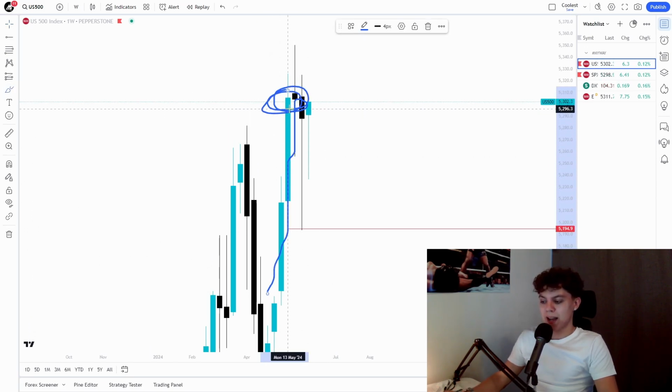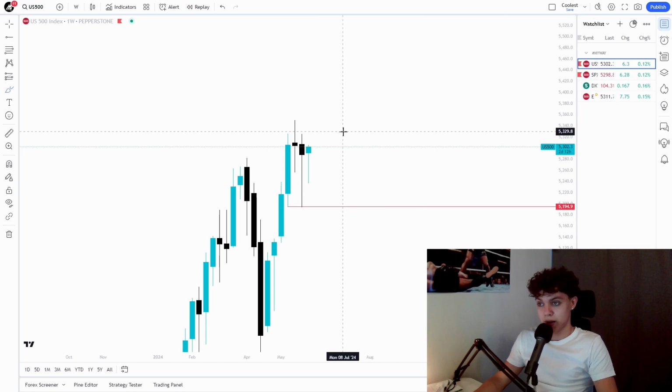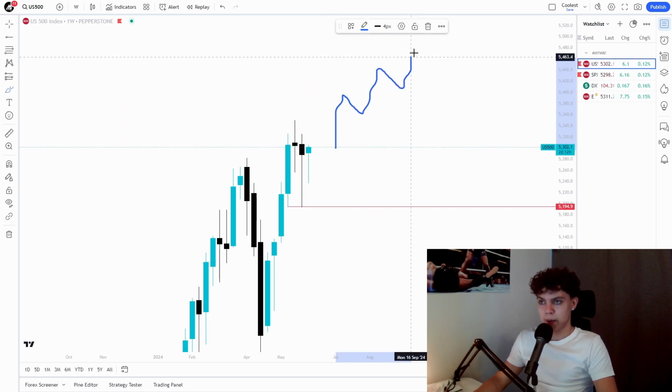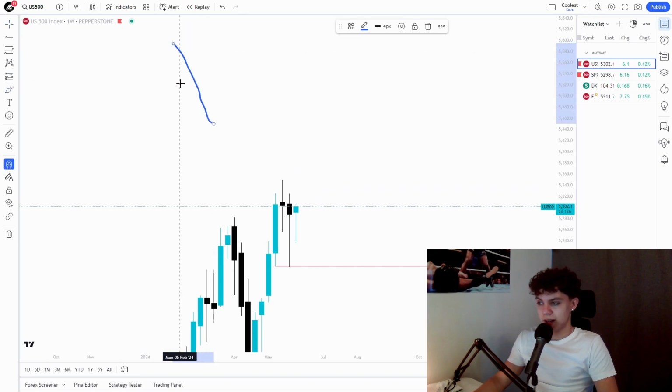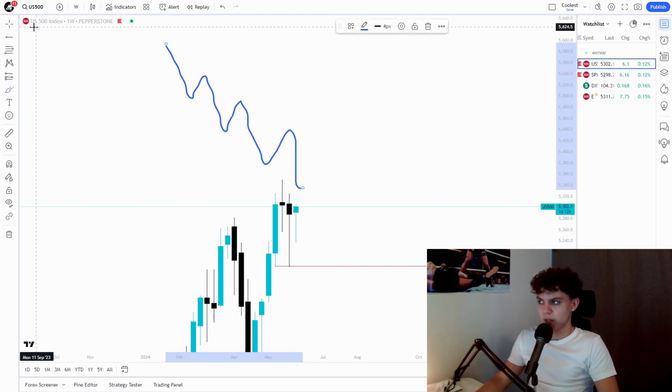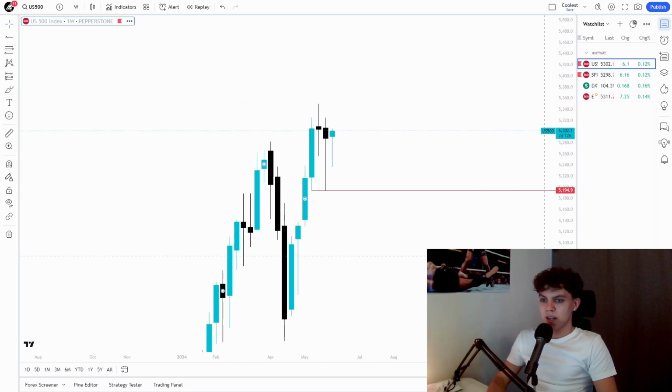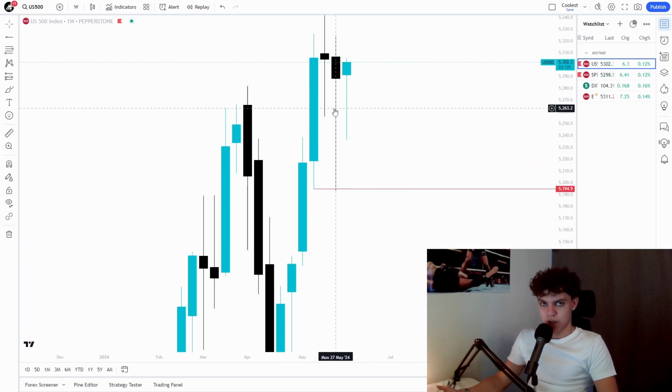But the weekly time frame has to fix itself. If you know something about the trend, it goes like this. On an uptrend, it moves like this. It never moves straight up. Or in a downtrend, it never moves straight down. In a downtrend, it moves like this. Now, this weekly time frame, it's bullish.